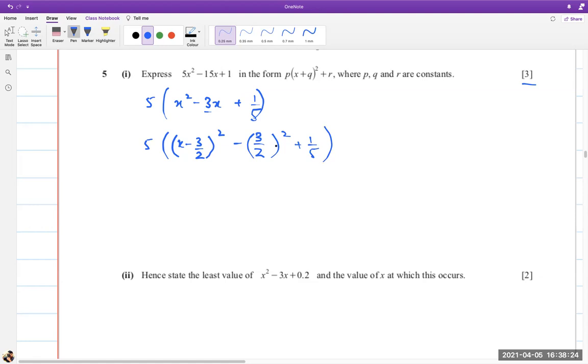Every time you do this, you just have to do this. It's the completing the square method. Basically, you just half this thing, that comes here and the rest of it is over there. So it's going to be 5 into x minus 3 by 2 whole square, and then 5 times this whole thing. Whatever you get at the end, you just simplify it and you will get your answer.